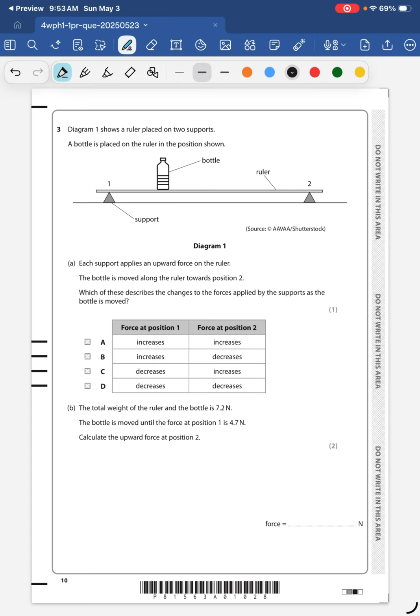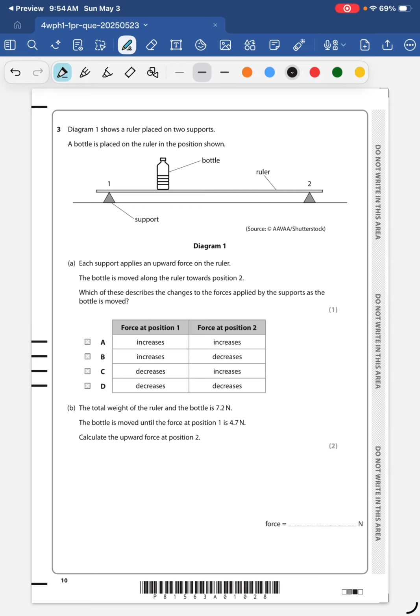Okay, question 3. Diagram 1 shows a ruler placed on 2 supports, okay? A bottle is placed on the ruler in the position shown. Question A, each support applies an upward force on the ruler. The bottle is moved along the ruler towards position 2. Which of these describes the changes to the forces applied by the supports as the bottle is moved?